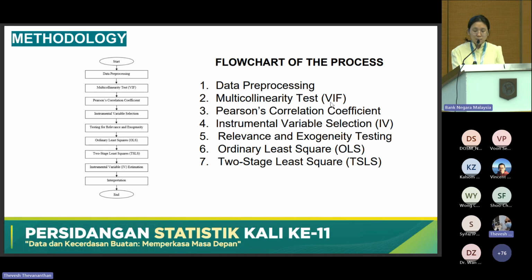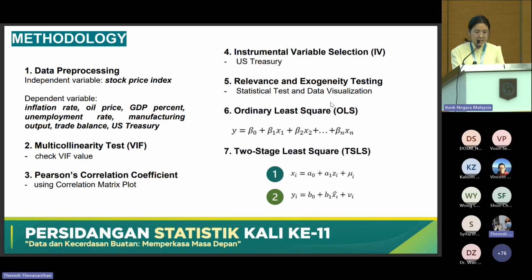For the methodology part, here is the flowchart of the process. First, we start the process with data processing. The data set is obtained from the platform Kaggle, and the dependent variable is the stock price index. The independent variables are inflation, oil price, GDP percent, unemployment rate, manufacturing output, trade balance, and US Treasury. The data cleaning includes removing missing values and handling outliers to ensure a clean data set.